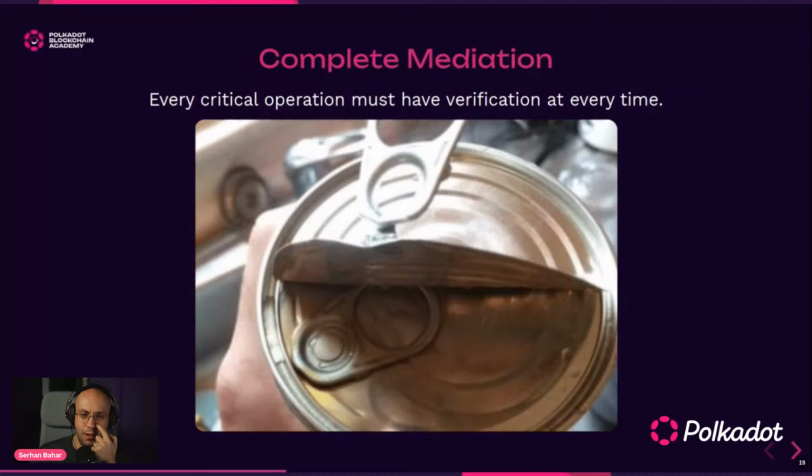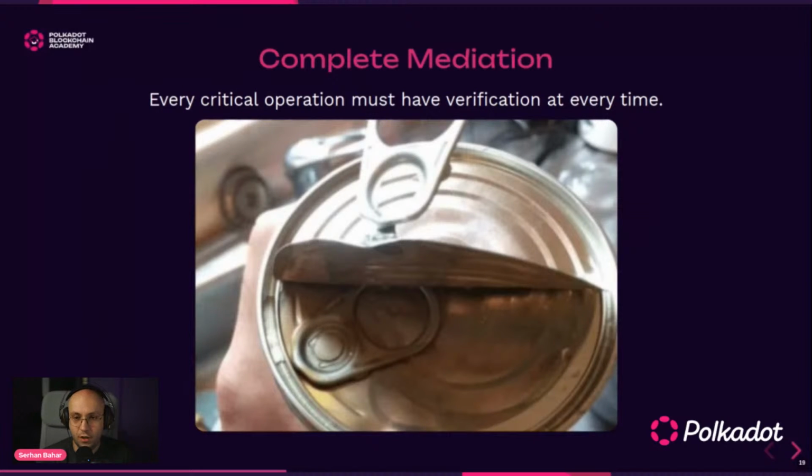So, complete mediation. Every critical operation must have verification every time. You can see this in some banking or financial transaction applications. When you open your phone and authenticate with your biometric, you can open your application.